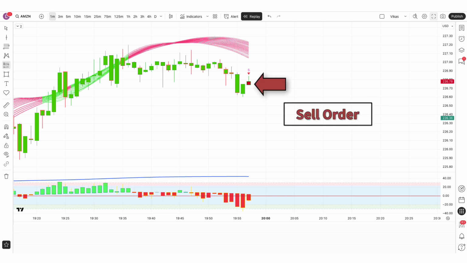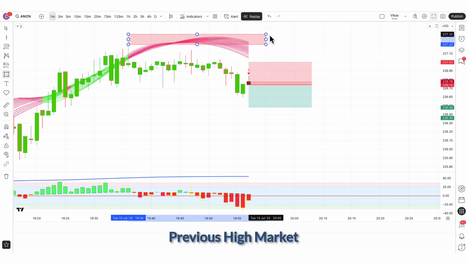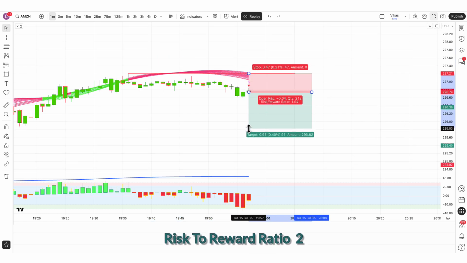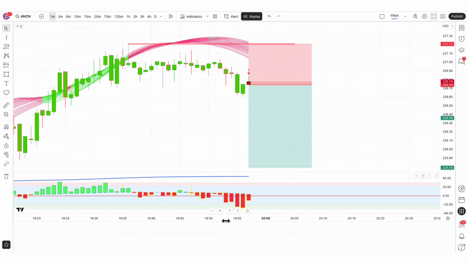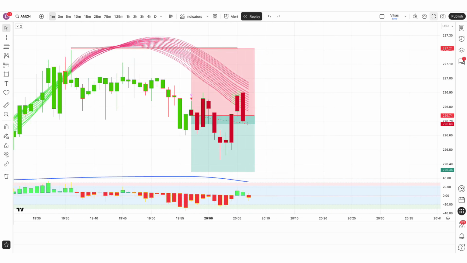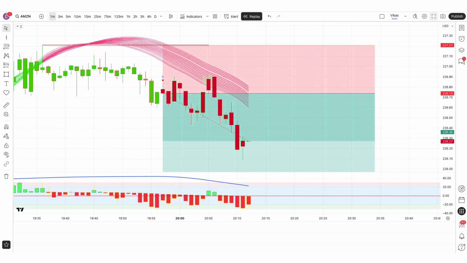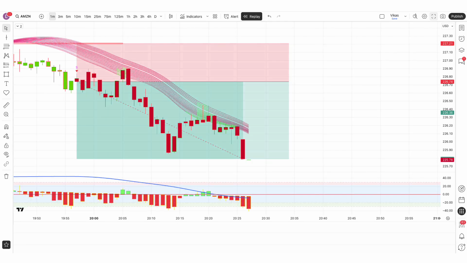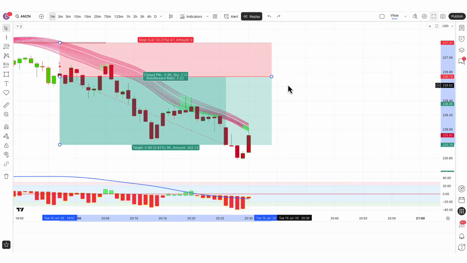if this condition is fulfilled, then we will place a sell order. Our stop loss is to be placed at the previous high of the market, and the risk to reward ratio will be 2. The market has completely hit the target. I hope you have understood this trading strategy.